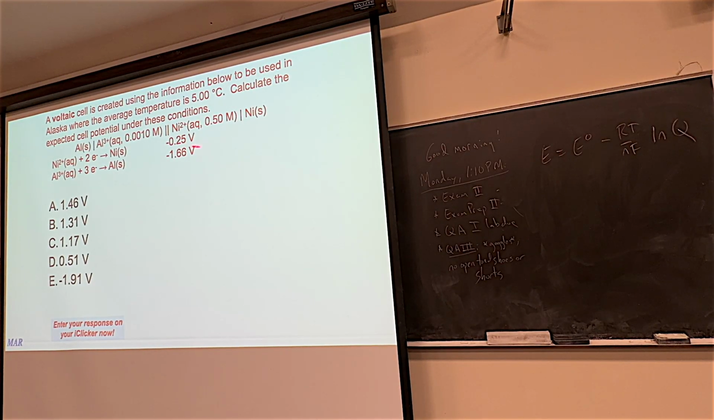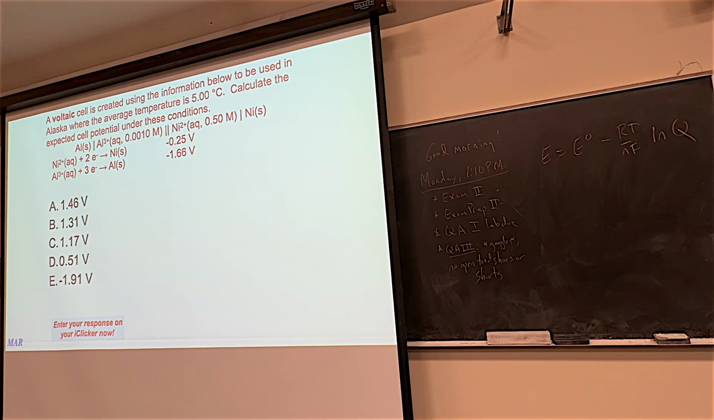So basically all these things are just saying flip minus 1.66. So 1.66 minus 0.25, that'll become, I think, positive 1.41 volts. That's the E cell under standard conditions. But darn it, we're not using standard conditions. So R, 8.3145, temperature, 5 plus 273 would be about 278 or so.